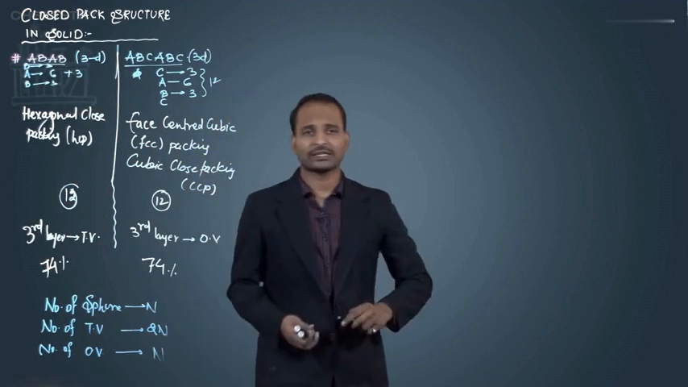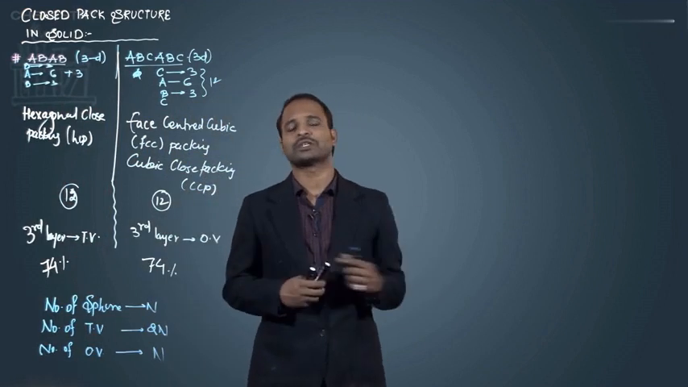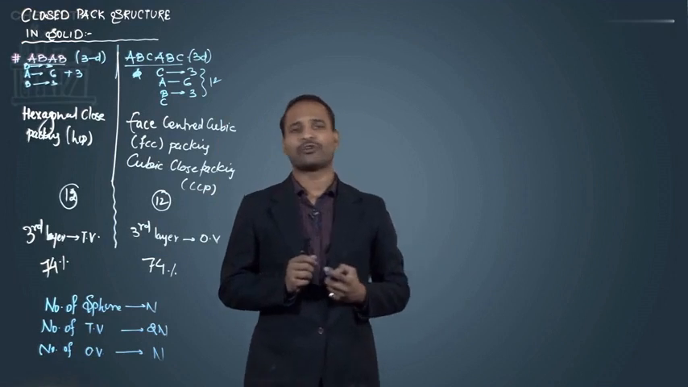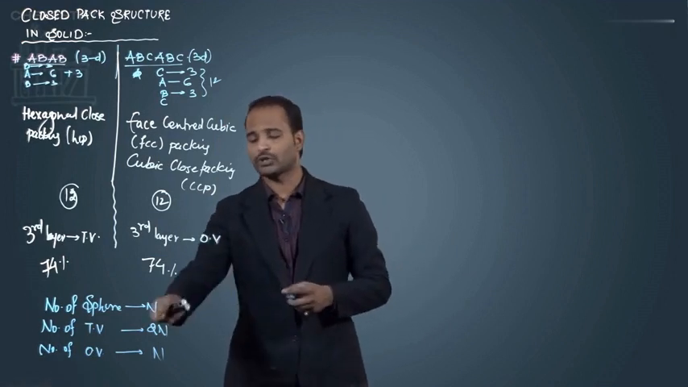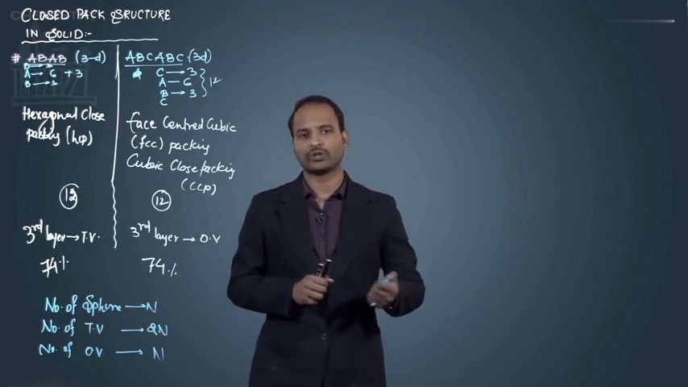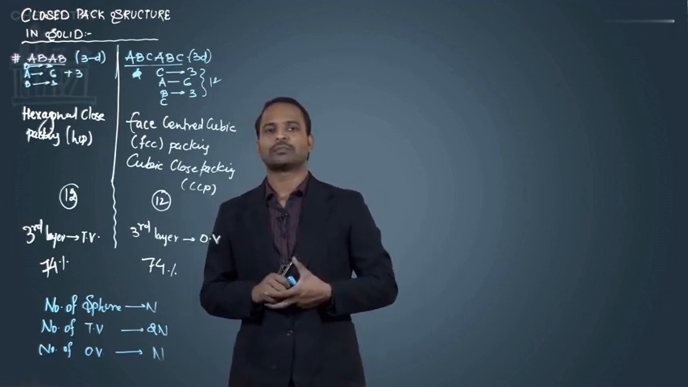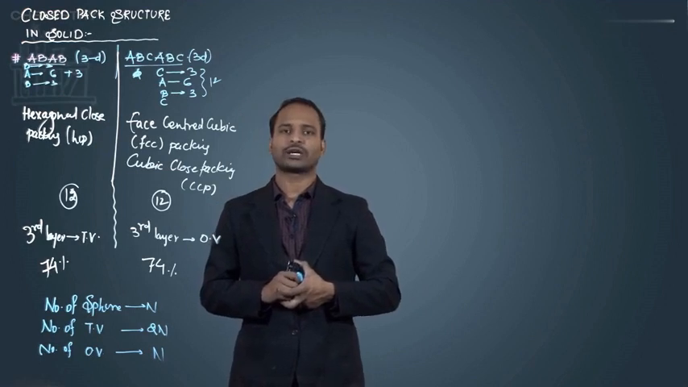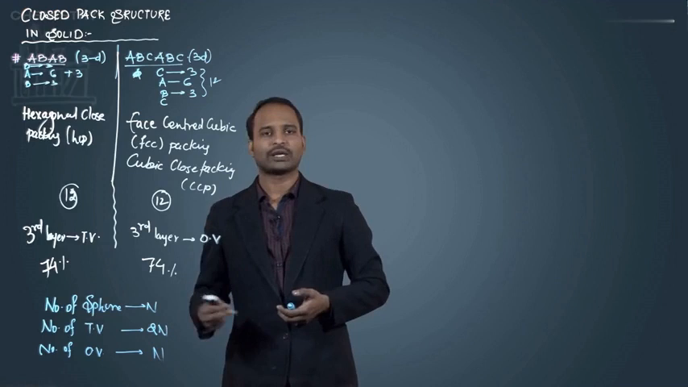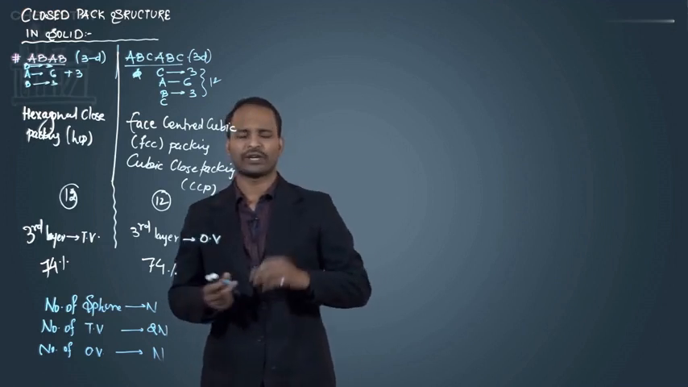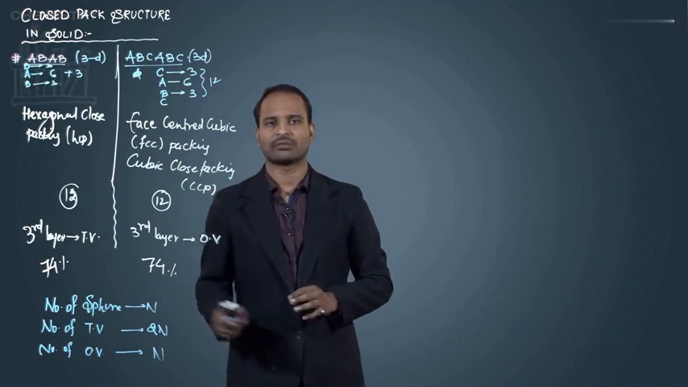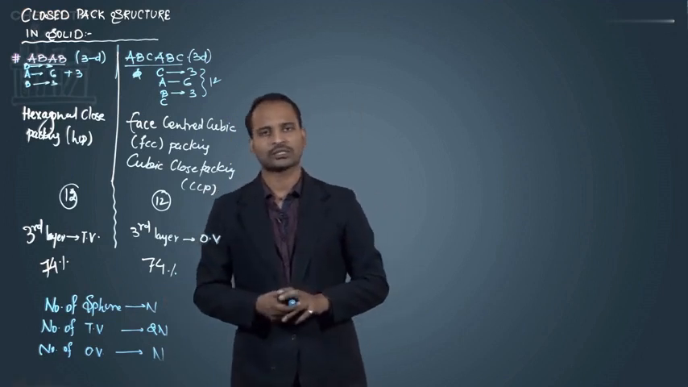That means if, suppose, 1 lakh spheres are involved in a packing, then the number of tetrahedral voids formed by those 1 lakh spheres is going to be 2 lakh, and the number of octahedral voids formed by these spheres is going to be 1 lakh. So here, between the number of tetrahedral voids, octahedral voids and spheres, we have this relation, 2n, n and n, and this relation is very important for us. So just keep in mind this relation between the tetrahedral voids, octahedral voids and spheres.